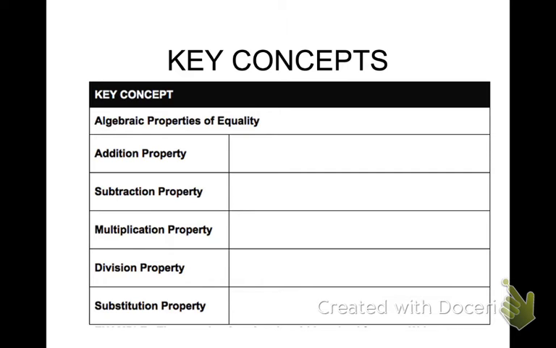So now we're putting it into property form. So I'm going to write these out as if-then statements. So your algebraic addition property of equality says, if you have a number A equal to B, then it must be true that if I add some number C to both sides, it will stay equal.